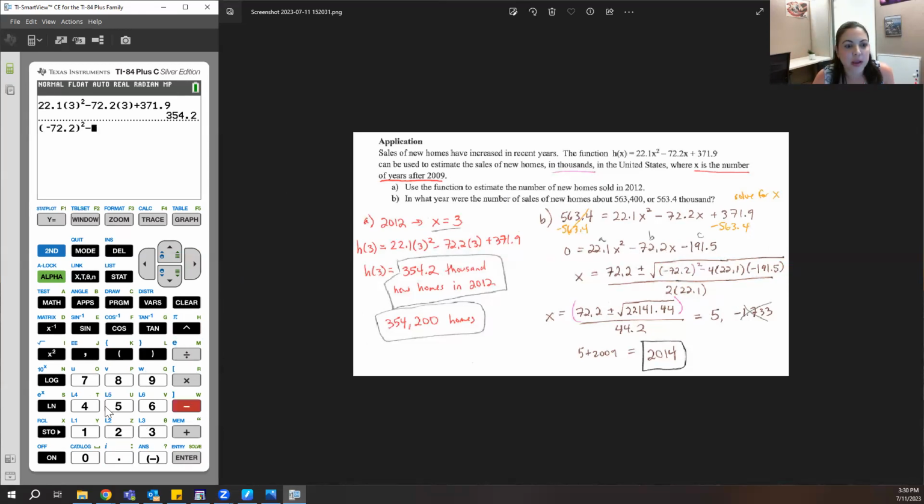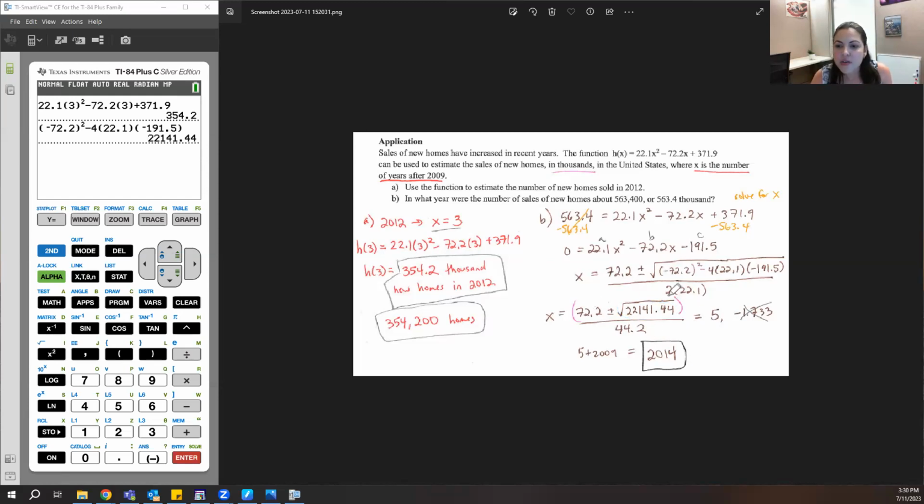And then that is minus 4 times 22.1 times negative, and notice here I'm doing that negative button, not minus. So it's negative 191.5. And so again, when I press enter, this number represents the value that I got from just the discriminant. And so you can see that here inside the radical. I'm not rounding anything yet. We want to keep our answers as exact as possible up until the end.